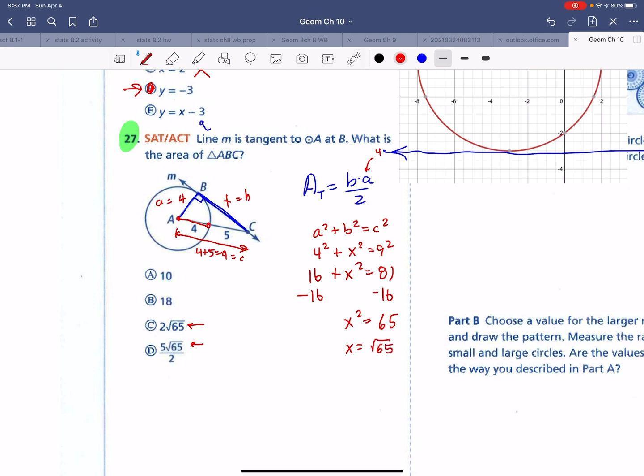All right. Now, that's our base, right? So we're going to plug in the square root of 65. So the area of our triangle is the base, square root of 65, times the altitude, 4, divided by 2. So 4 divided by 2 would cancel to get 2. So I get 2 times the square root of 65. There it is. There's my answer, guys. Nice work. See you next time.